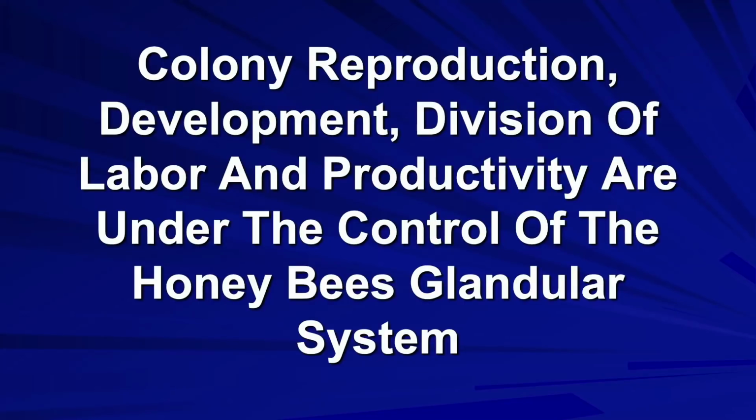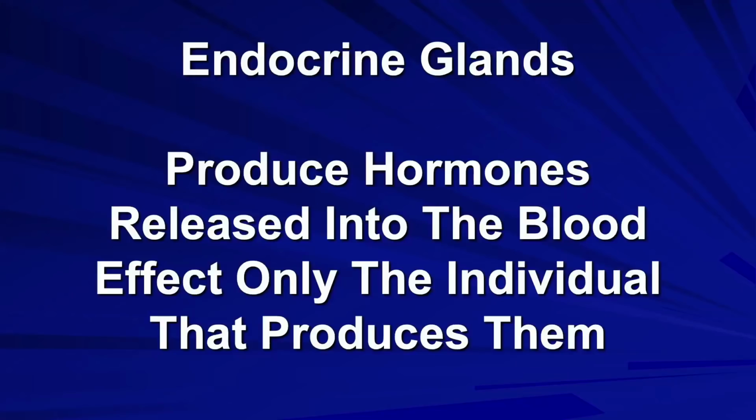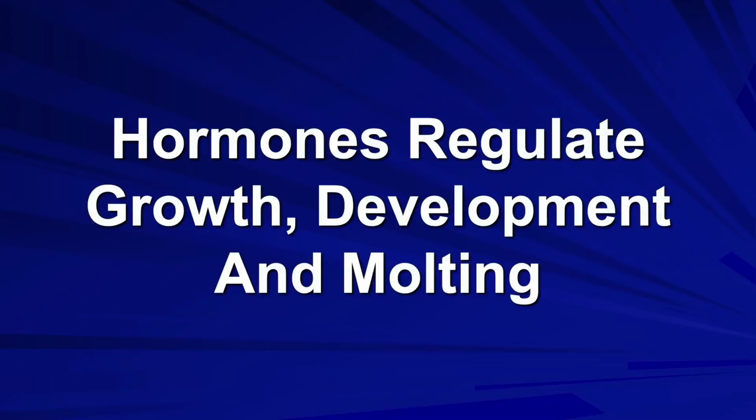Colony reproduction, development, division of labor, and productivity are under the control of the honeybee glandular system. Honeybees have two types of glands. They have what we call endocrine glands, and they have exocrine glands. Endo means inner, exo means outer. Endocrine glands produce hormones. They're released into the blood of that particular individual, and the hormones only affect that individual. So this is an important point for you to remember. Endocrine, they produce hormones, and they only affect the individual that's producing those hormones. Hormones regulate growth, regulate development, and molting, which we will describe in a few minutes.